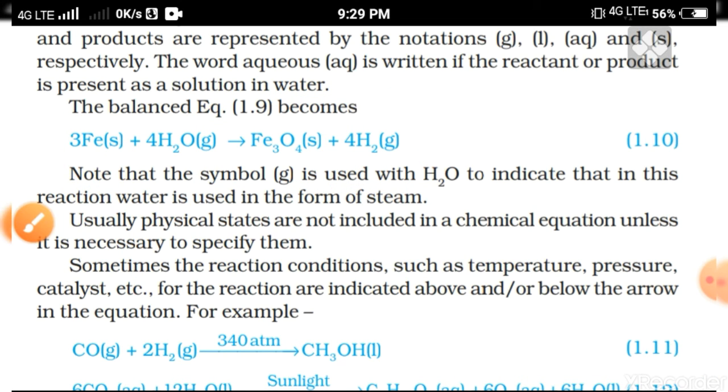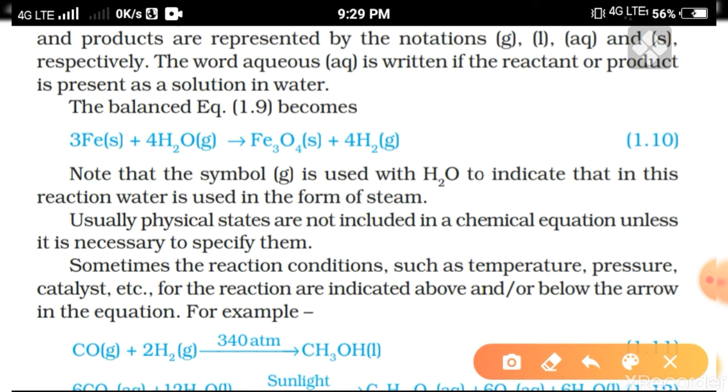This is the way to write the physical state, and also we can easily recognize which substances, which chemicals, which elements are there, and what their physical state is. Understand? So in this way we can easily write this.